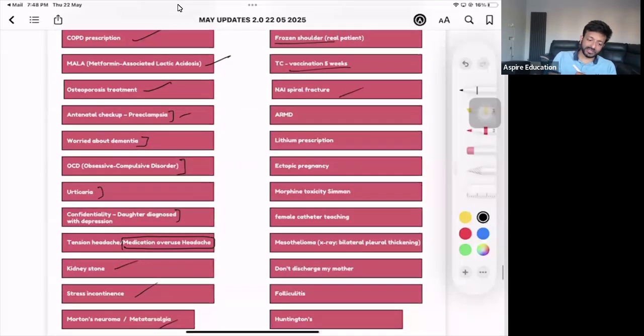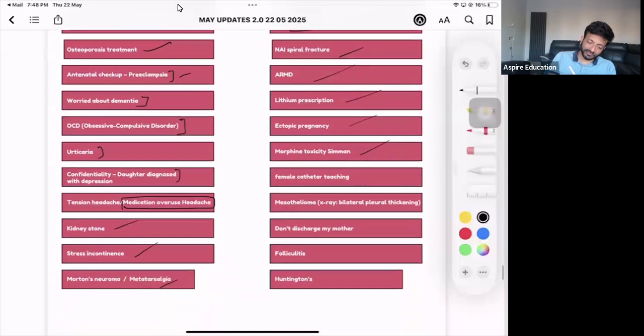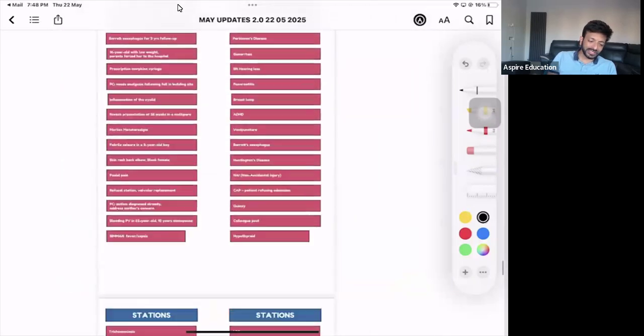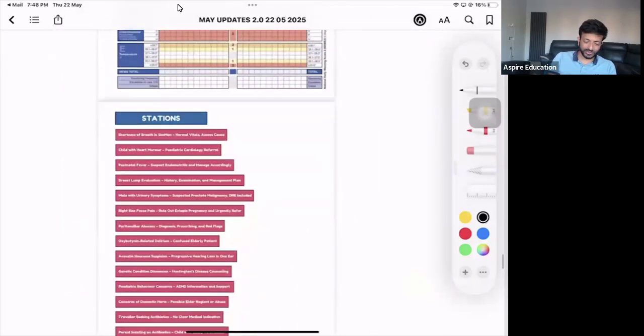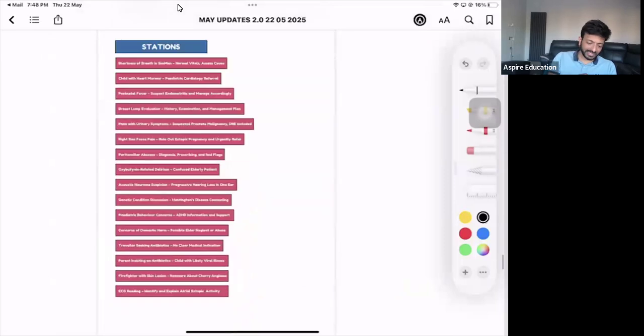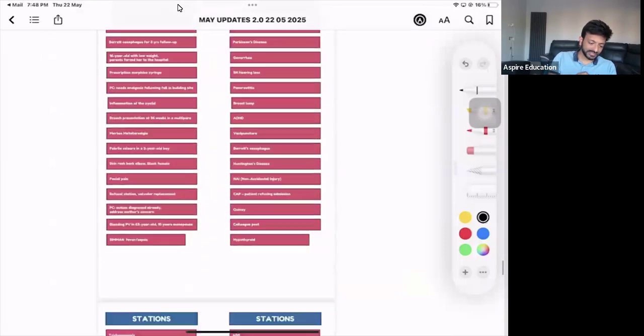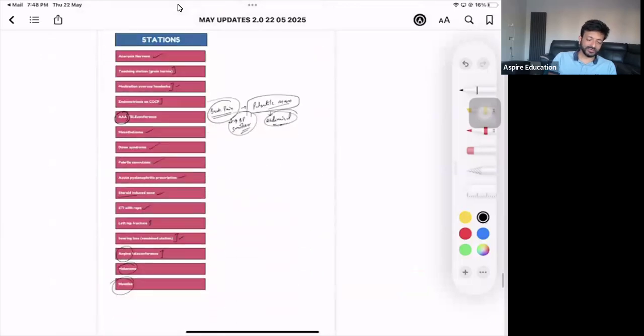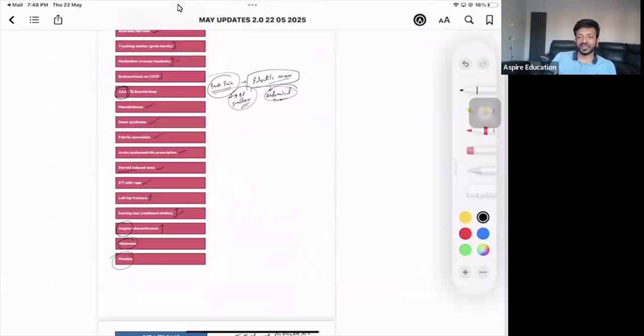Right. NAI spiral fracture, ARMD, lithium prescription, ectopic pregnancy, morphine toxicity, male and female catheter teaching, mesothelioma, and there is a patient who says, don't discharge my mom, folliculitis, Huntington. I think it's the same, guys. I mean, there is nothing new. I have got this list. I'm going to send it to you. So it's from the 9th, 10th, and then 15th, 16th, until the 21st. I've got these stations, right? So, I mean, I've got everything. So I'm going to send it to you. There's no point in discussing. And whatever was important, I have already discussed, right?